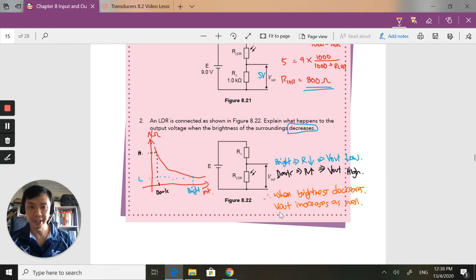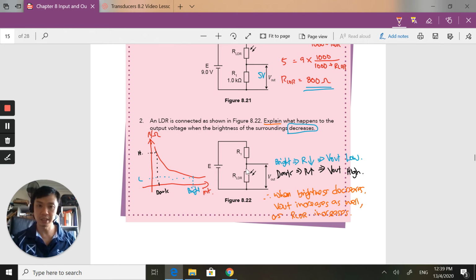Okay, and because they say explain, as R LDR decreases, sorry, increases. It increases. Okay, so this is the second analysis and how we typically use the LDR.